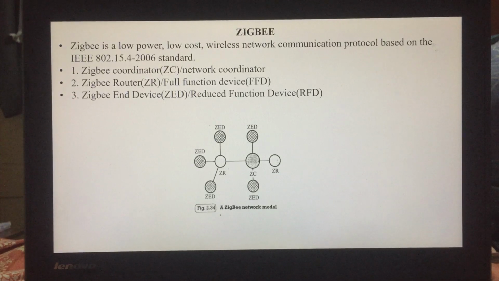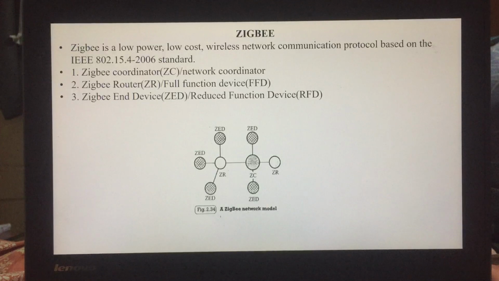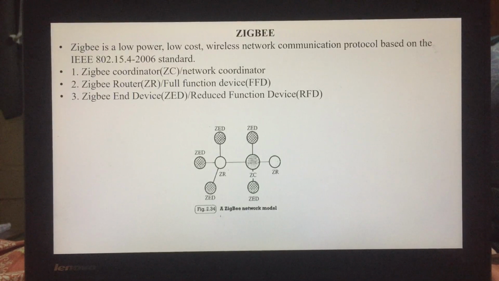Zigbee router, ZR, or full function device, FFD. It is used to pass information from one device to another device or to another ZR. Third one, Zigbee end device, ZED, or reduced function device, RFD. This is the end device which contains Zigbee functionality for data communication. It can talk only with a ZR or ZC and it cannot be used as a mediator for transmitting data from one device to another.